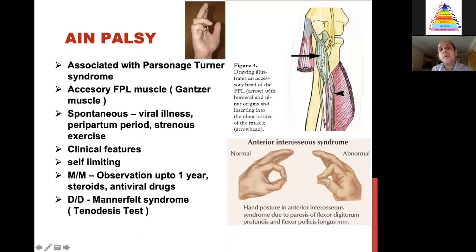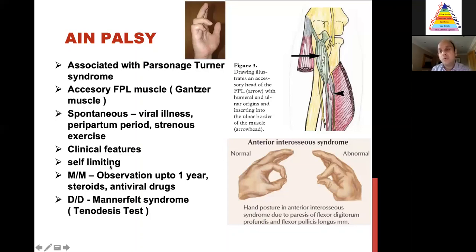And the other is on attempted flexion, because your FPL is not there and your FDP is not working. So these two fingers will flex, but your thumb, second and third finger will stay out, a benediction sign. So that's your motor examination. Sensation will be normal in the median nerve distribution because your AIN is a pure motor nerve.